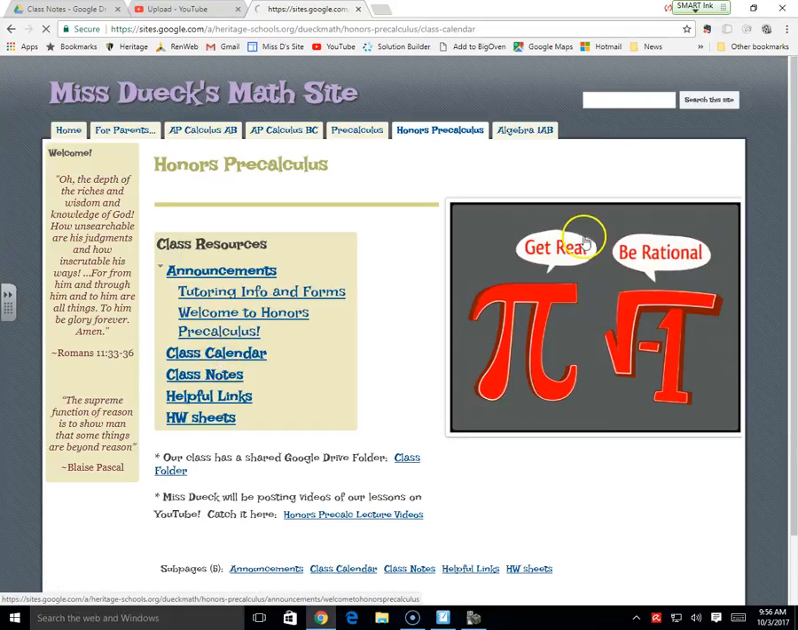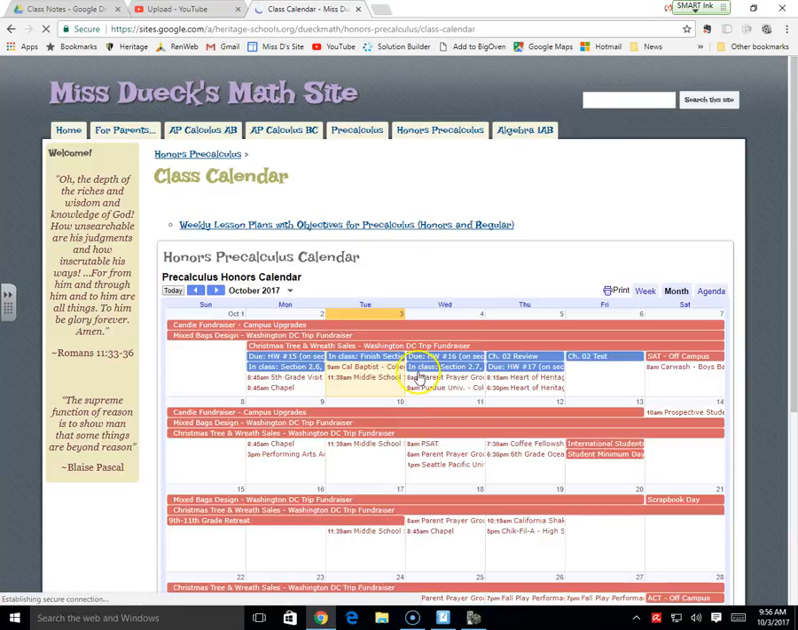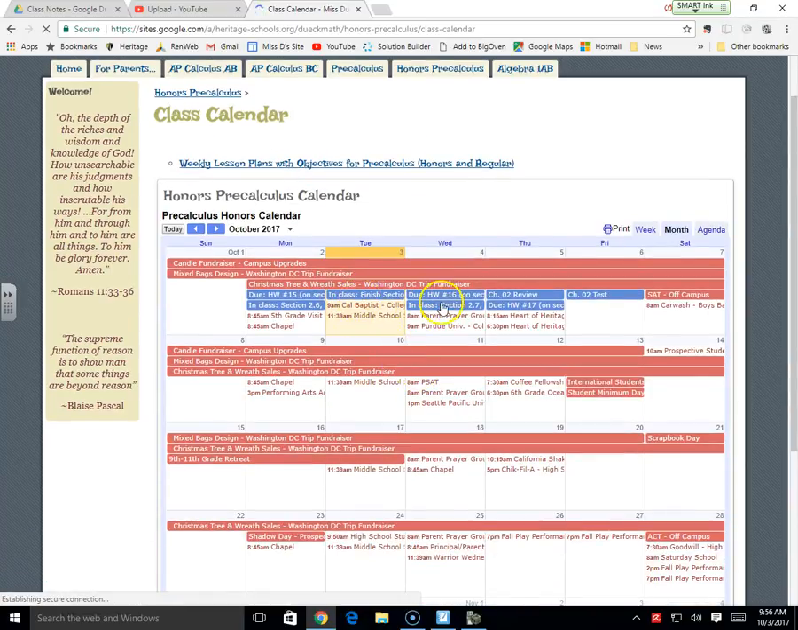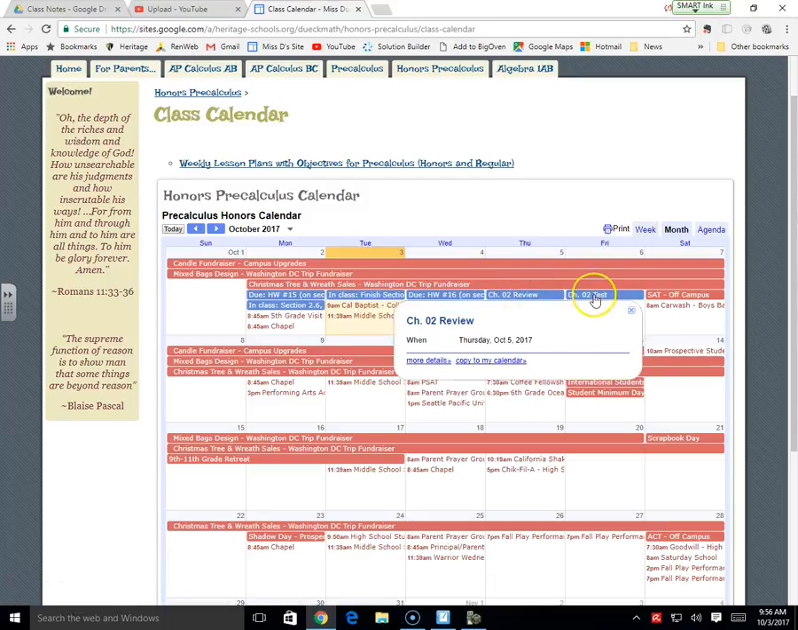Because our chapter only has 7 sections. So we're going to finish 2-6 today. 2-7 is tomorrow, because we're going to make that a short one. And then we're going to go ahead and have a review on Thursday, test on Friday.